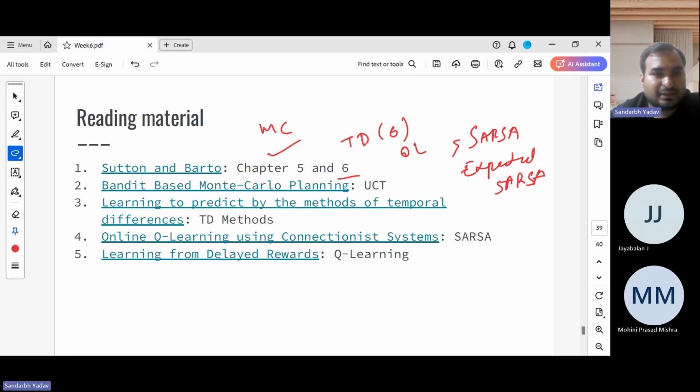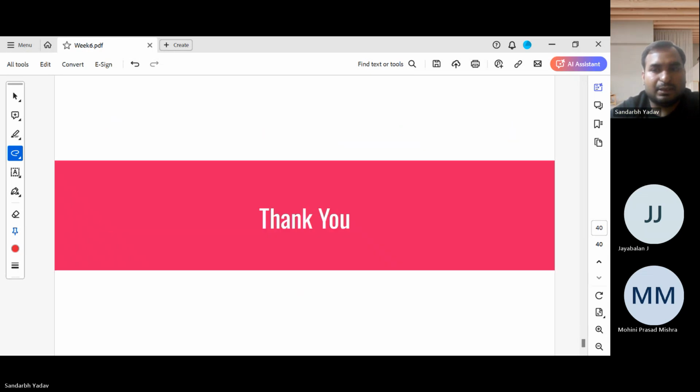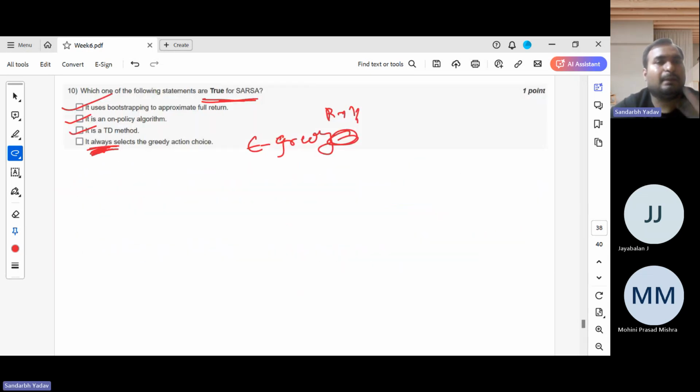And these are four other papers on upper confidence trees, TD methods, SARSA and Q learning. So you can go through them, but one thing to note is that they might follow a different notation from the one which we are following in classes. So you have to be careful. If you are interested, you can read these papers also. So yeah, I think that is it from my side today.